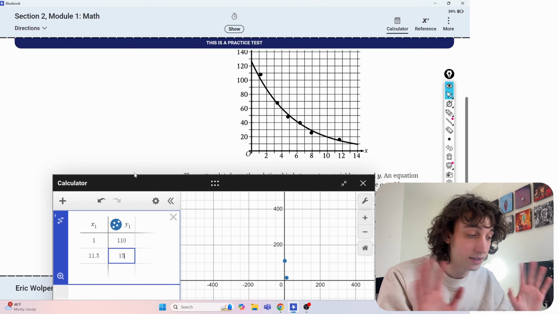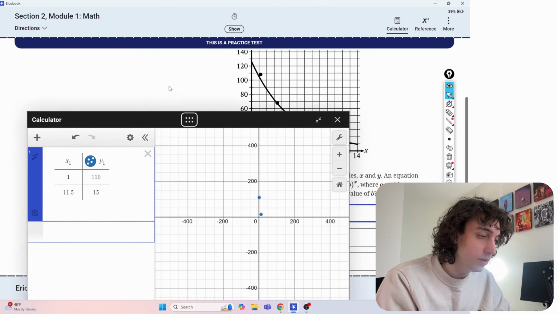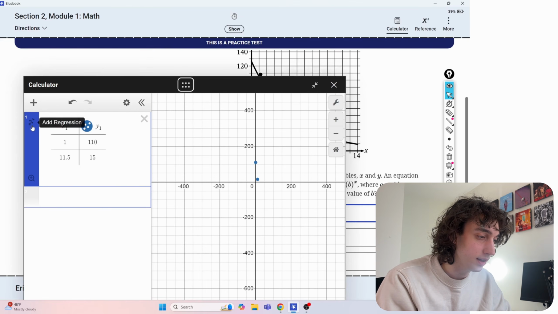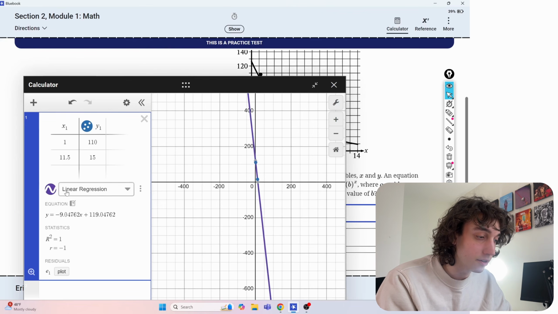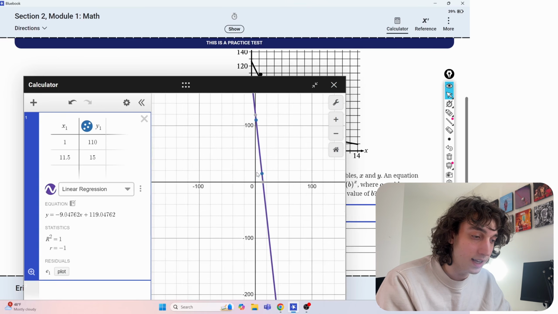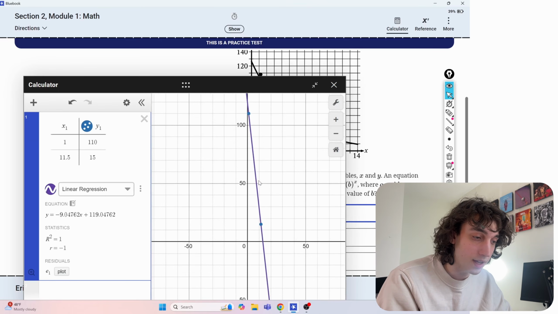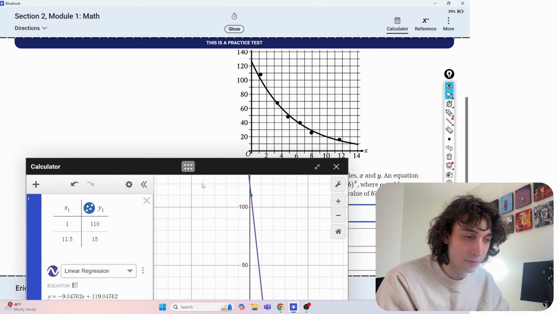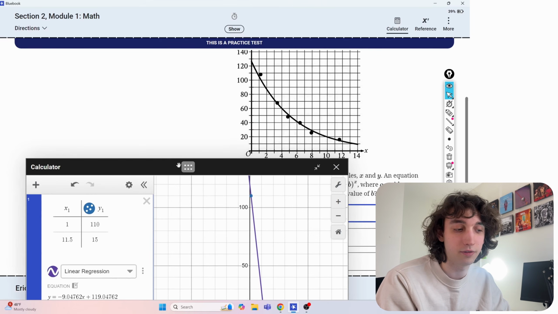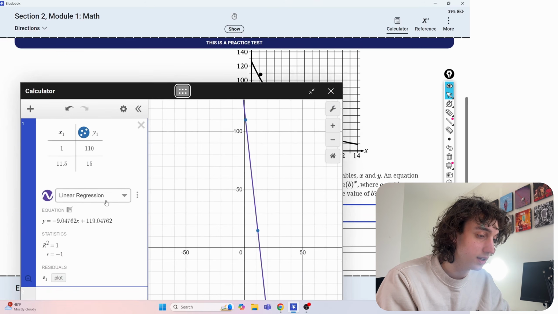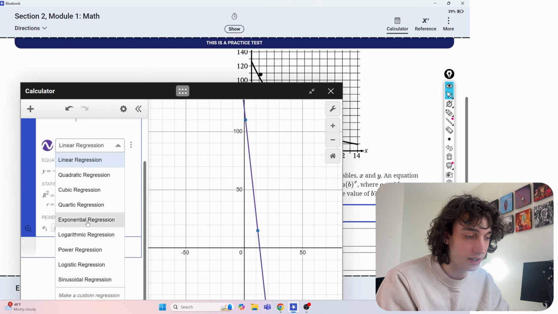Again, rough estimates, that's fine. We'll see why in a second. We plot these points in the table, and then we can click Add Regression. A linear regression tries to fit a line through these 2 points. And it can do that, but that's not what we're concerned with. We want a curve, we want an exponential function to go between these points. So you can click on this drop-down menu and go down to exponential regression.